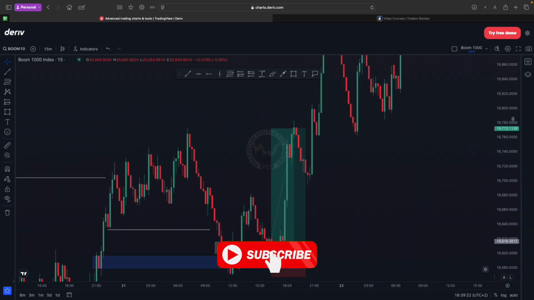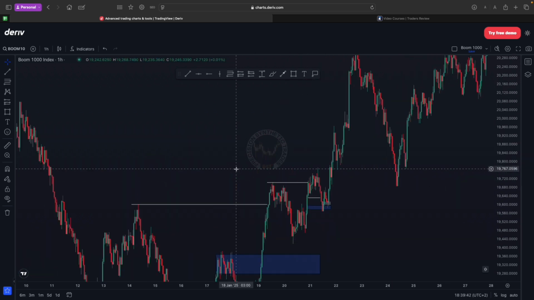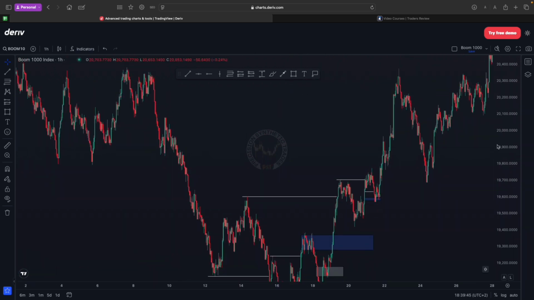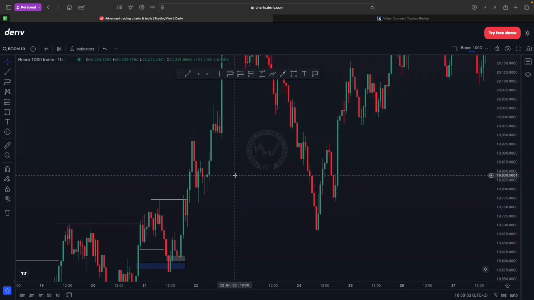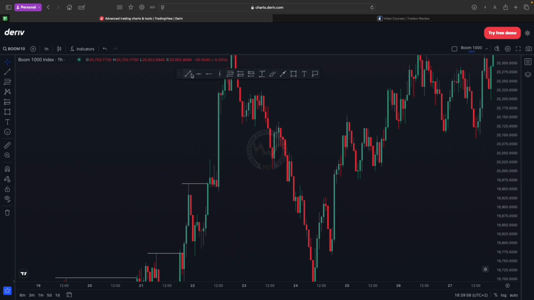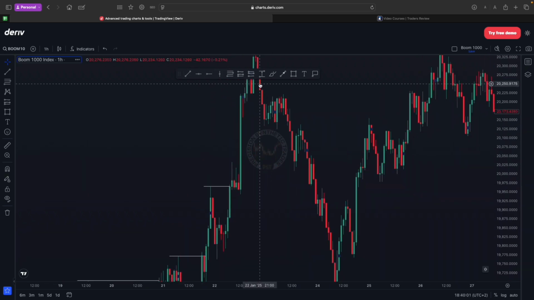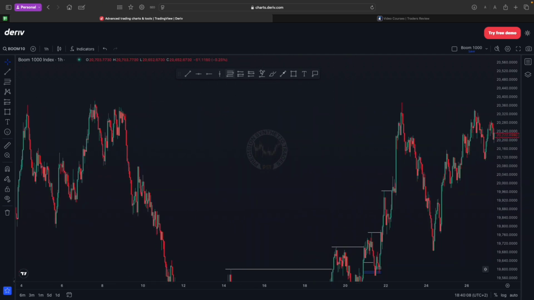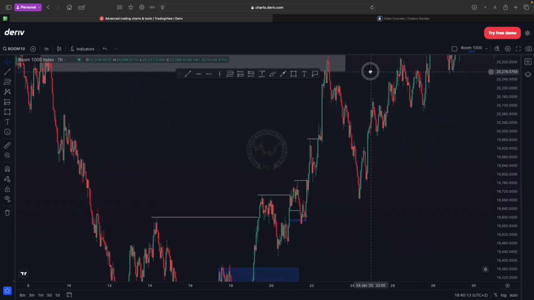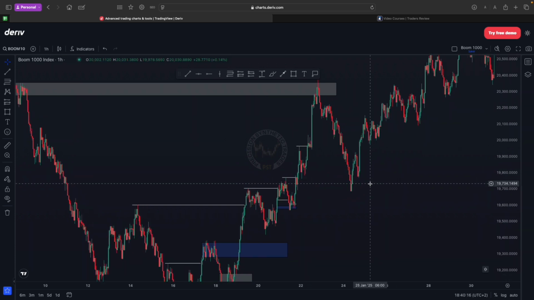Let's look for another example. There we go. So we broke this high. Let's just zoom out a little bit. We broke this high. As you can see, we keep on breaking highs. And that high was created there. So let's see all the way down where the price reacted from. Price reacted from this order block zone here. Came back for the retrace.